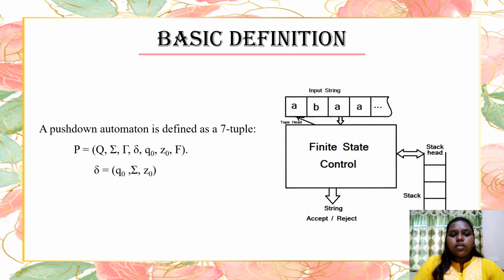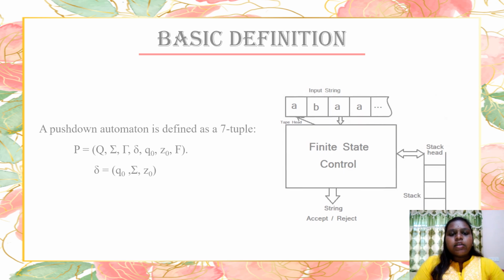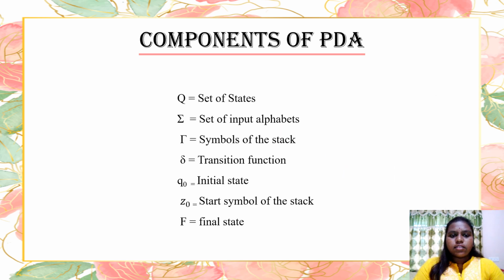Let us know about the components of PDA. Q is the set of states, sigma is the set of input alphabets, gamma is the symbols of the stack, delta is the transition function, q naught is the initial state, Z naught is the start symbol of the stack, and F is the final state.